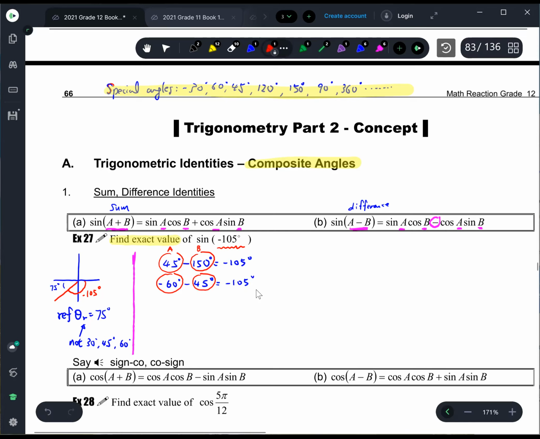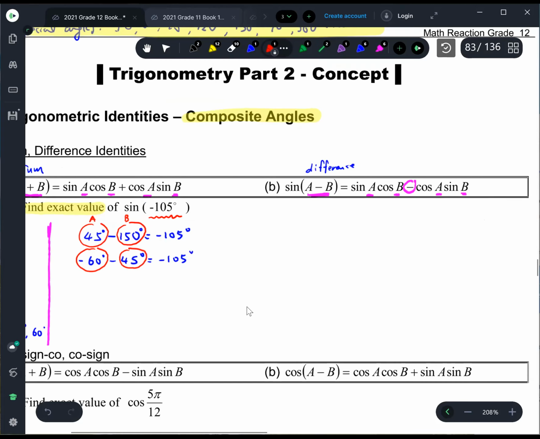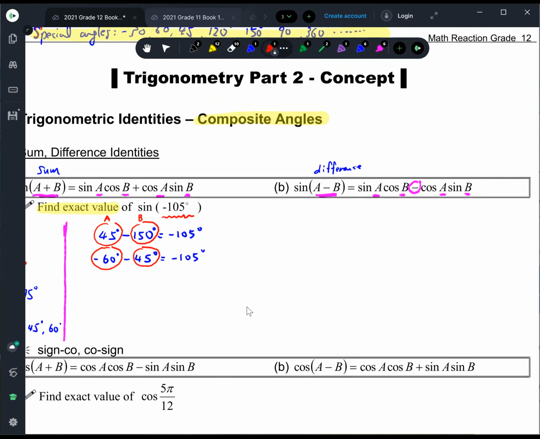Anyone else pick different numbers to make negative 105? Philip, what did you pick? I did negative 60 and negative 45. Okay, how about Angela? I had 45 minus 150. Okay, 45 minus 150. Yeah, okay. All right, so we can pick any one, okay? I don't know if we will have space to do both, okay? Let's try. We'll do both, okay?